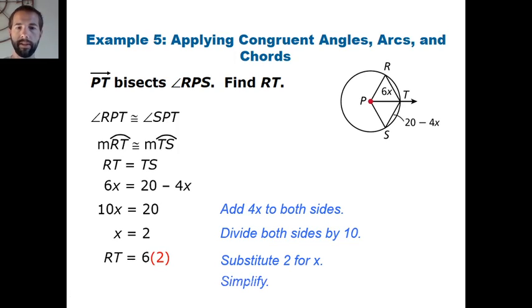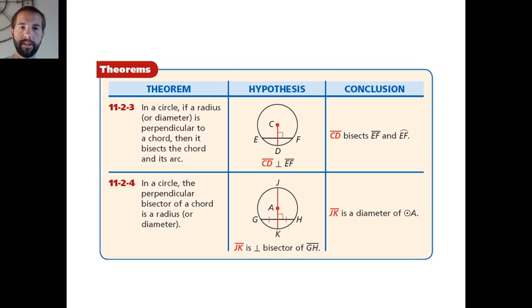So the length of chord RT is 12. All right, and then our last theorems that we're going to talk about, and then one more example.